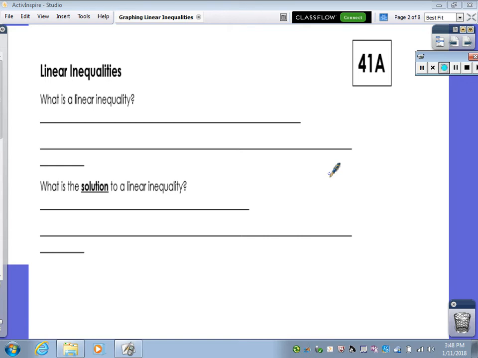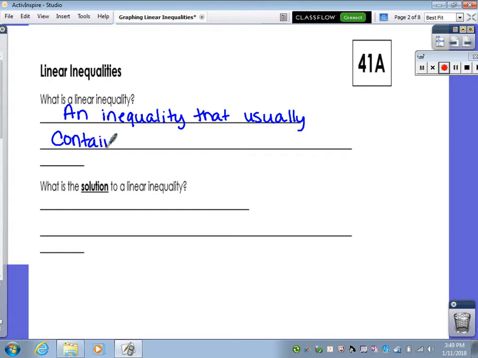Okay, today we're going to talk about graphing linear inequalities. A linear inequality is an inequality that usually contains two variables. You can think of it just like graphing our linear equations, except instead of an equal sign, we're going to have an inequality sign. A less than, greater than, less than or equal to, or greater than or equal to.